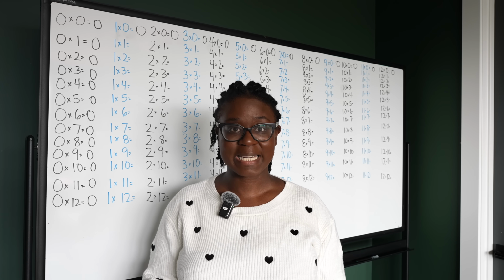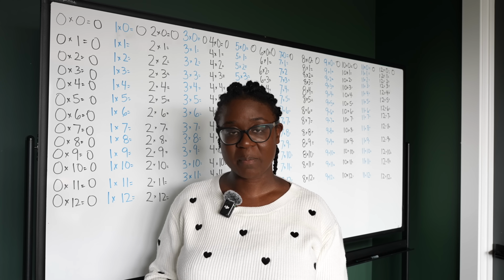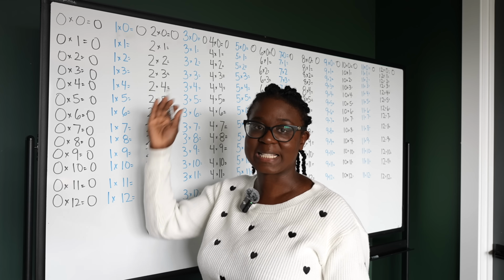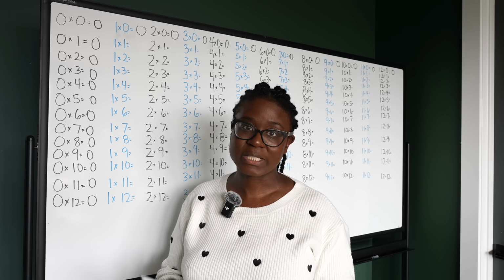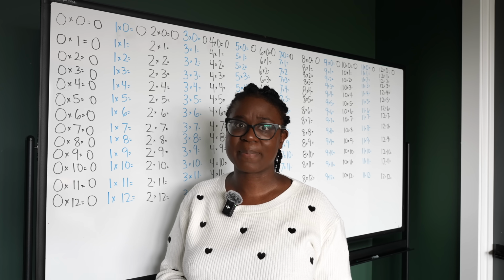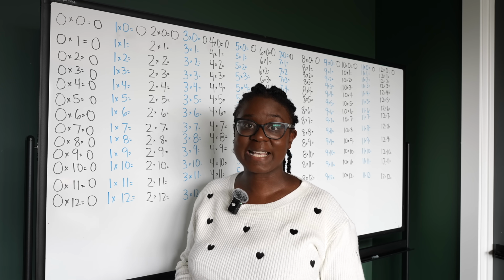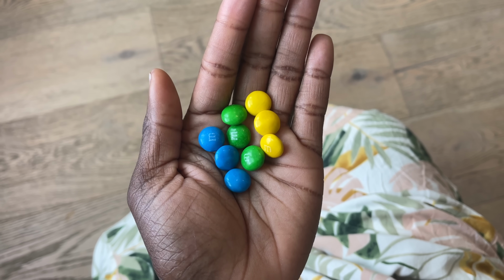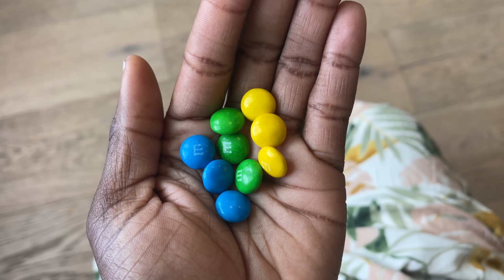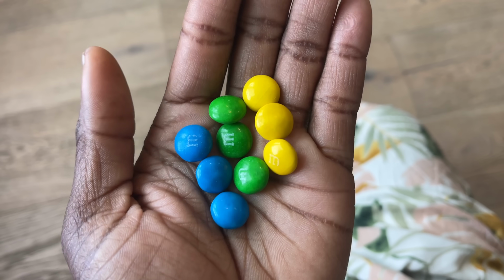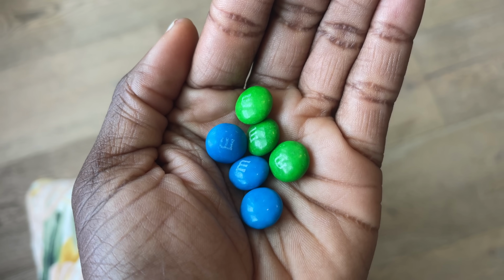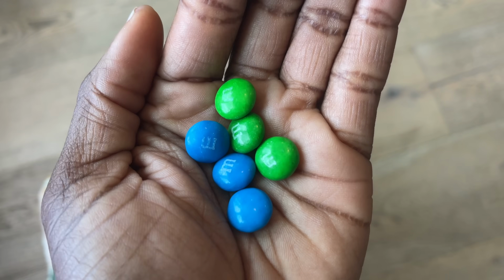Next, we teach the identity property. The identity property of multiplication says that any number times 1 is that same number. Now, I don't use that terminology with students because it confuses about a quarter of them. Instead, I say this. If I have one group of 9 M&Ms in this hand, how many M&Ms do I have? 9. If I have one group of 6 M&Ms, how many M&Ms do I have? 6.